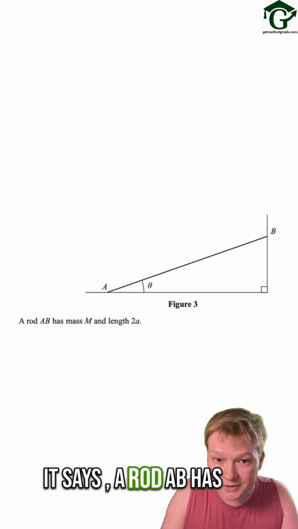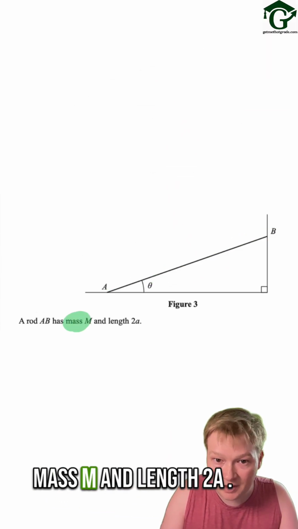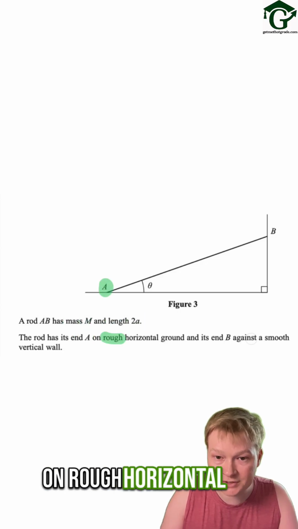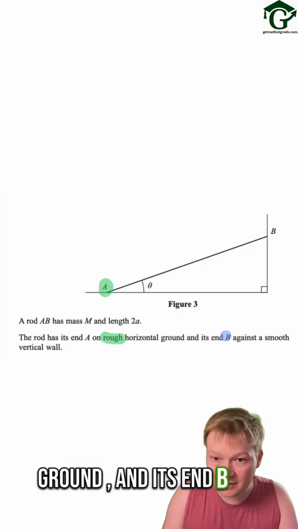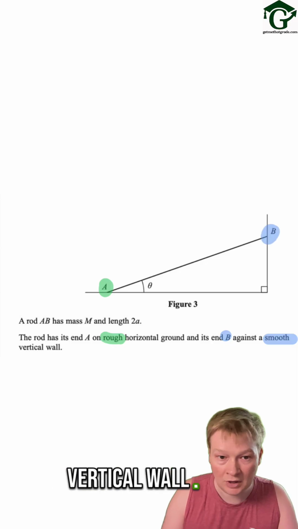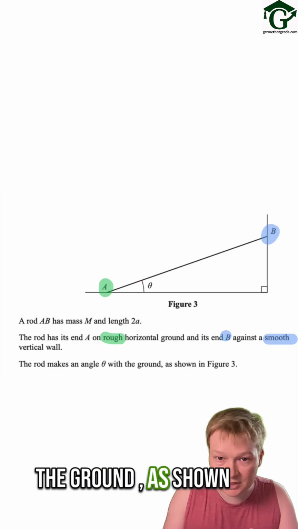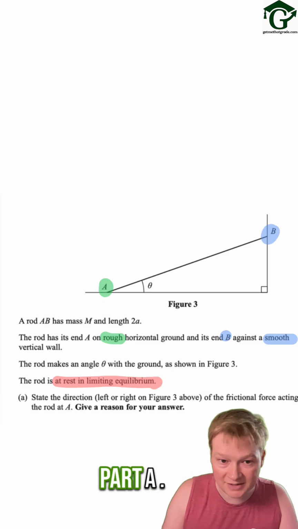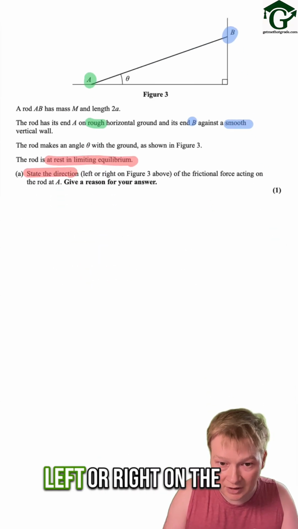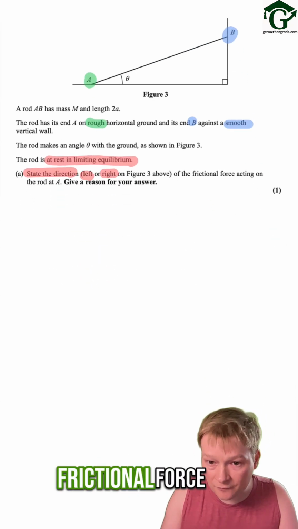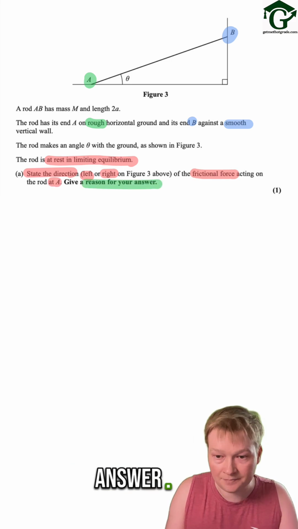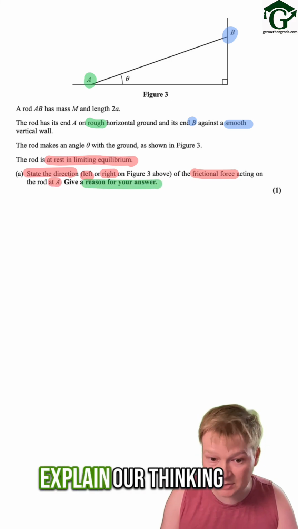It says, a rod, AB, has mass m and length 2a. The rod has its end A on rough horizontal ground, and its end B against a smooth vertical wall. The rod makes an angle of theta with the ground, as shown in the figure, and the rod is at rest in limiting equilibrium. Part A. State the direction, left or right on the figure, of the frictional force acting on the rod at A. Give a reason for your answer. It's not enough just to say left or right, we need to explain our thinking here.